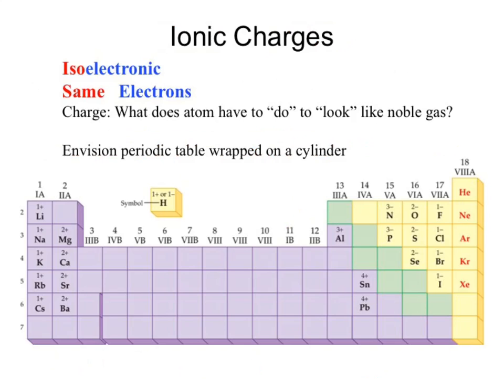What happens with oxygen? It can either gain 2 to look like neon or lose, I keep messing up the math, lose 6. Which is easier, lose 6 or gain 2? Gain 2. If it gains 2 electrons, its charge becomes negative 2. Nitrogen. How do you write that when you're doing the configuration?